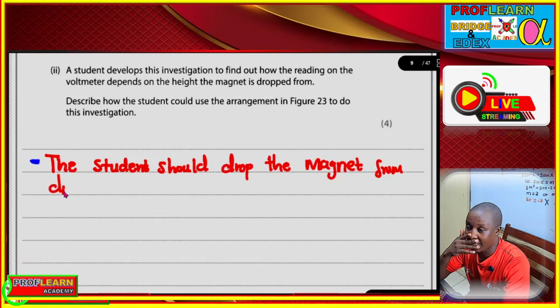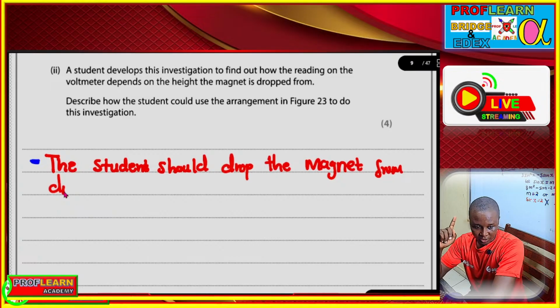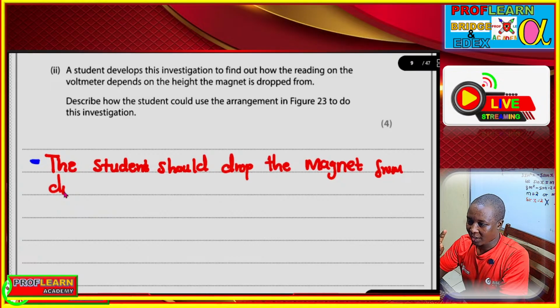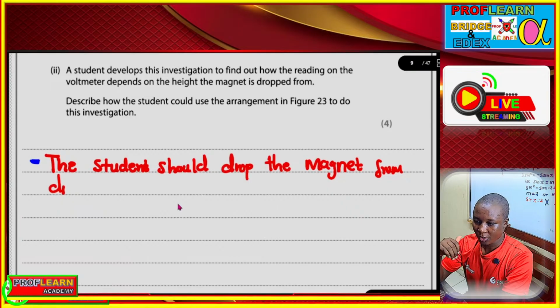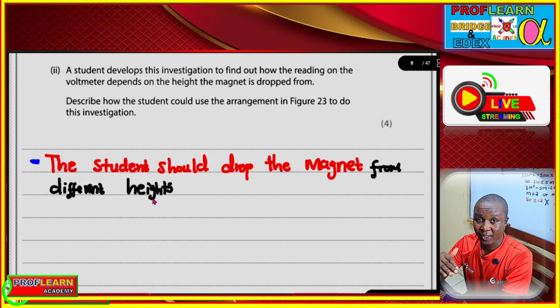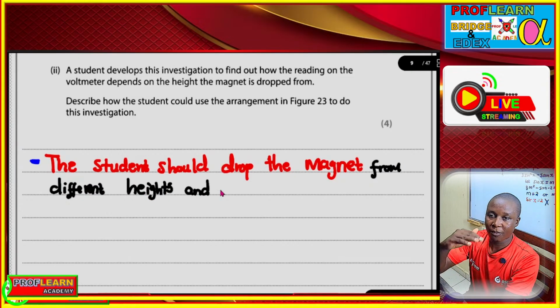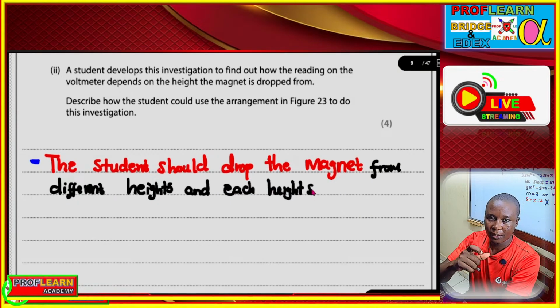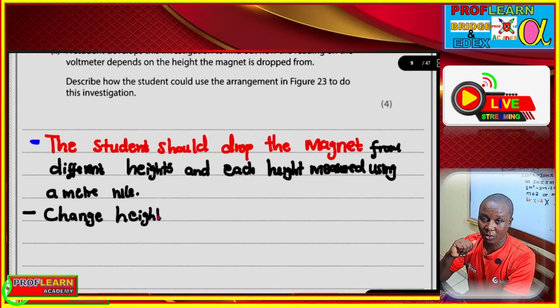Sometimes you'll be asked to describe an experiment or to show how an investigation can be done, how the student can use this to do an investigation. The investigation is to find out how the reading on the voltmeter depends on the height from which the magnet is dropped. So in this case, the student should drop the magnet from different heights and measure the amount of EMF for each height.